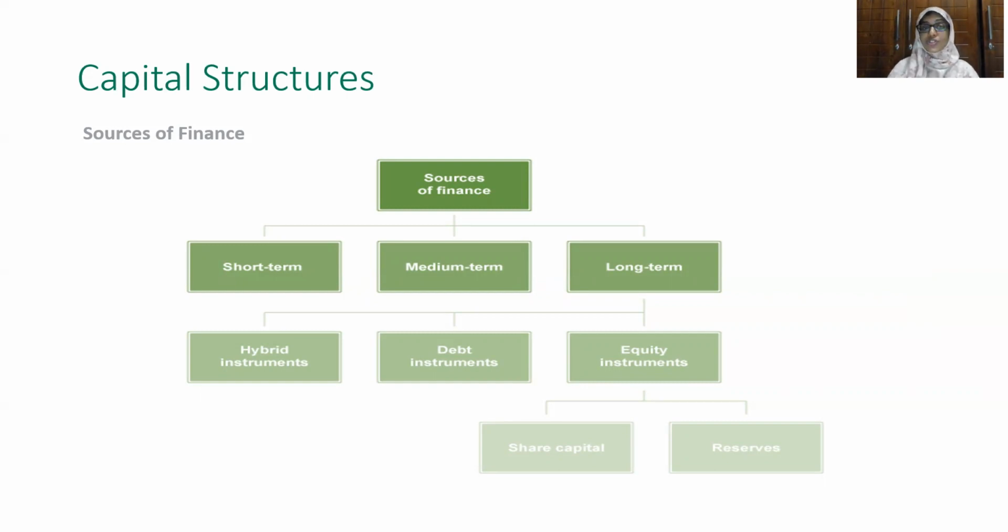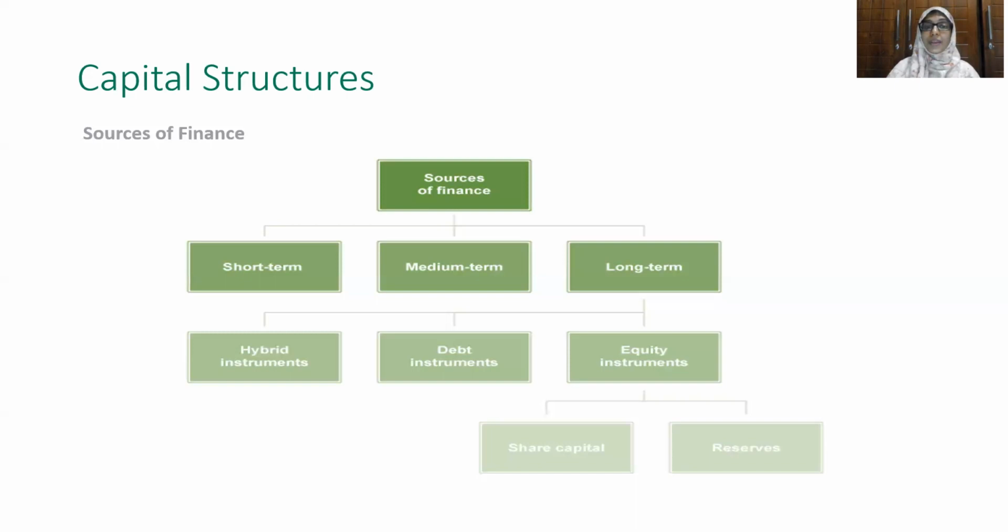So how do we segregate short term, medium term, and long term? Generally, when the instrument is for a time period which is less than 12 months, then it is considered short term. When the period is, let's say, more than 1 and less than 5, within 2 to 4 years, generally it is considered medium term. And if it's more than 5 years, obviously it is considered long term.